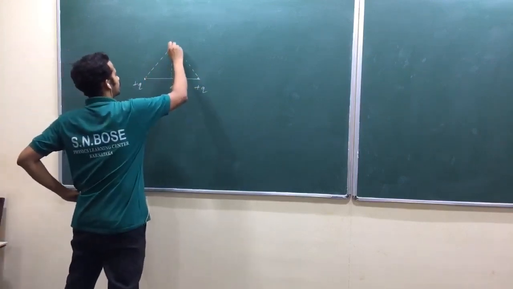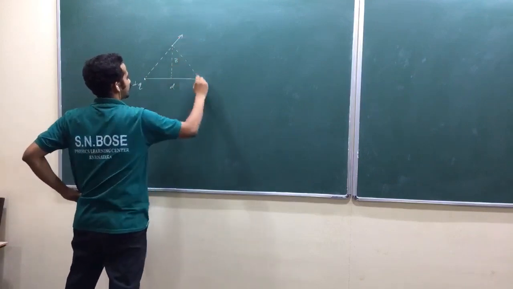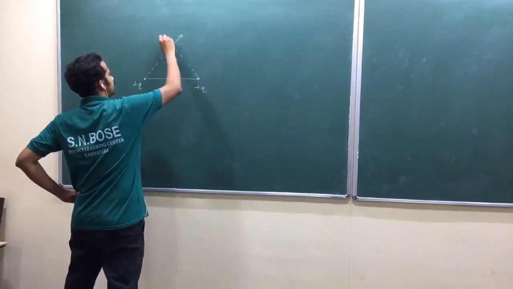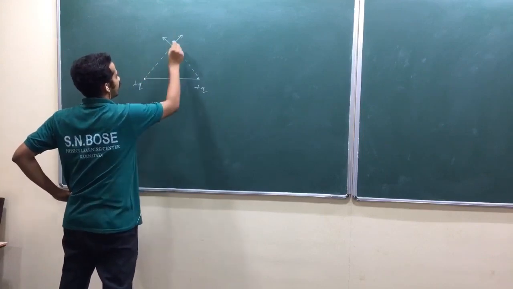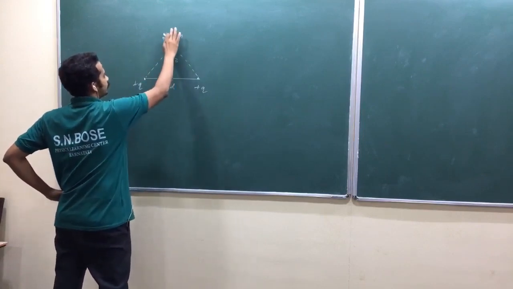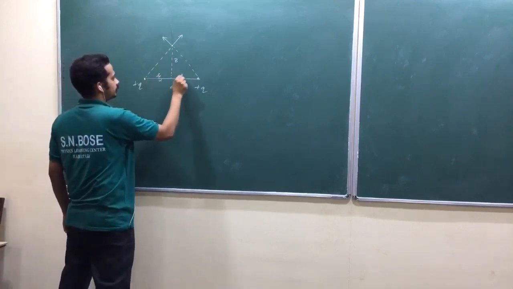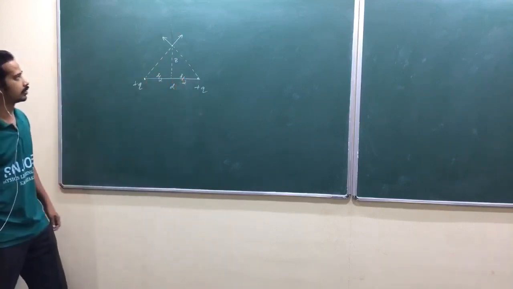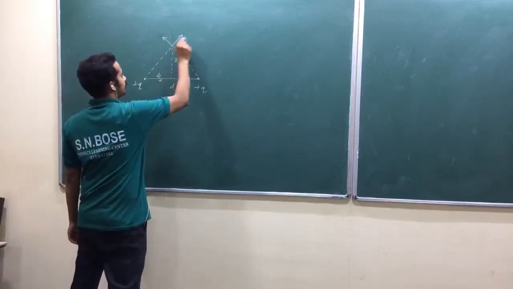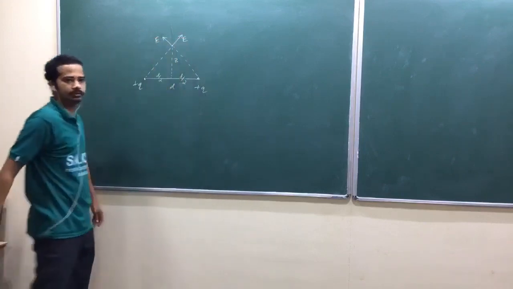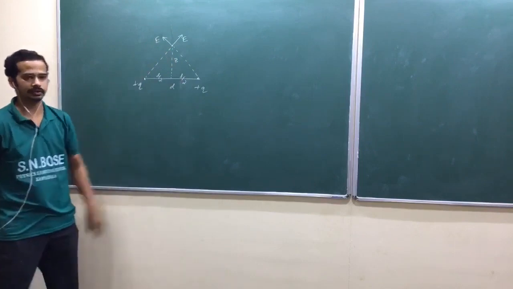Electric field due to this one is in this direction. Electric field due to this one is in this direction. Am I right? Magnitudes are same. Now what would you do? So this is d by 2, this is d by 2. This is E, this is E. Magnitudes are same because this distance is same as this distance.